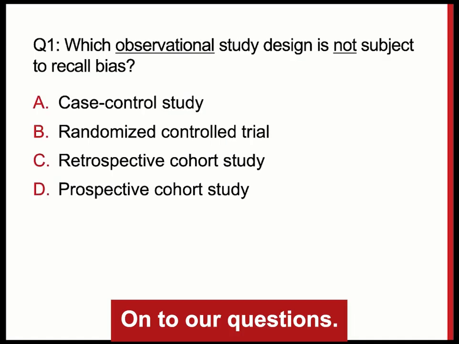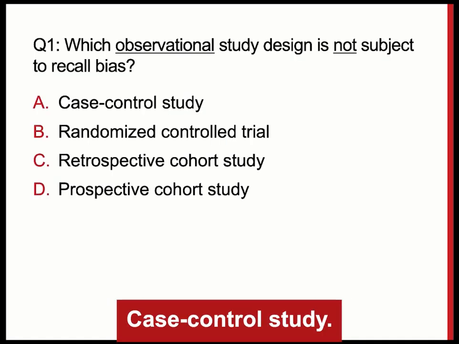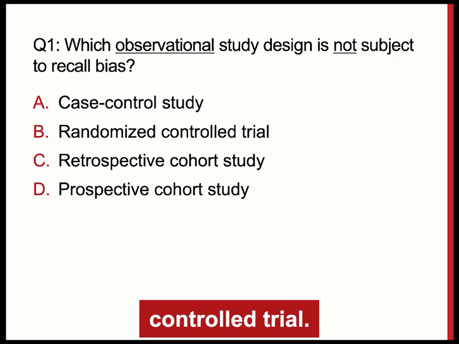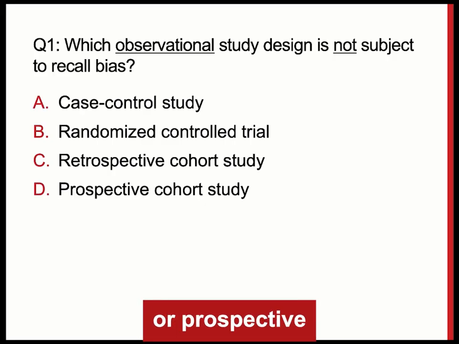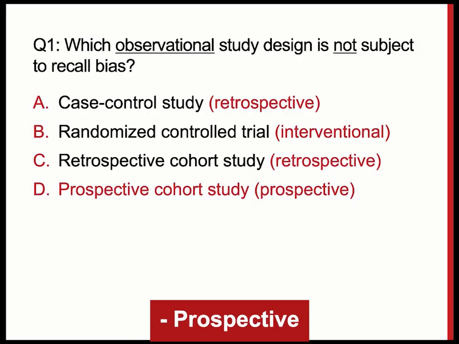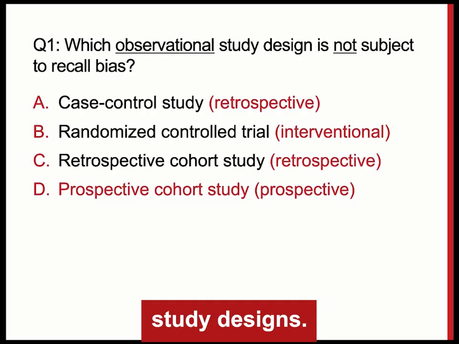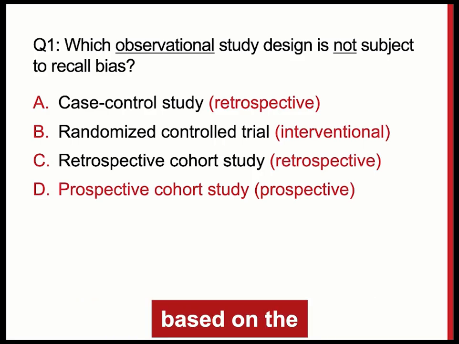On to our questions. Which observational study design is not subject to recall bias? Case control study, randomized controlled trial, retrospective cohort study, or prospective cohort study? The answer is D, prospective cohort study. Recall bias can occur with retrospective study designs. The outcome is measured in the present and the exposure is assessed based on the past. Memory may be faulty or biased by the presence of the outcome.